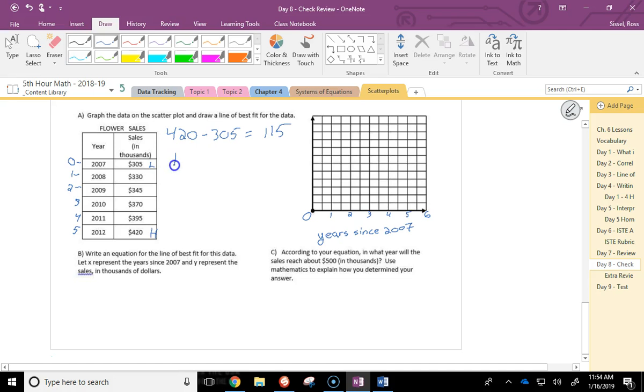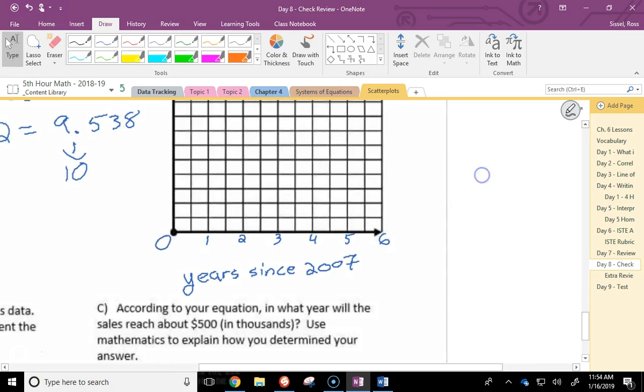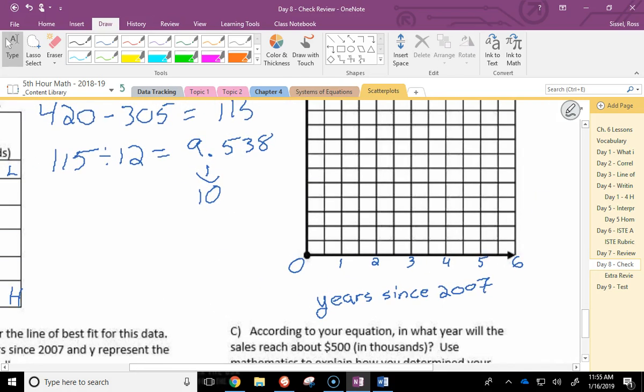We then do 115 divided by how many lines we have. So I'm going to divide it by 12, and we come out with 9.538. We're not going to skip count by 9.538. We'll round this to a scale of 10. Now, here's the important part. Do I go 0 to 10? No. The first line should be what?